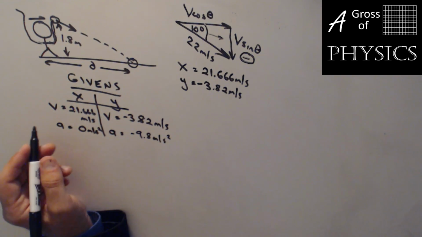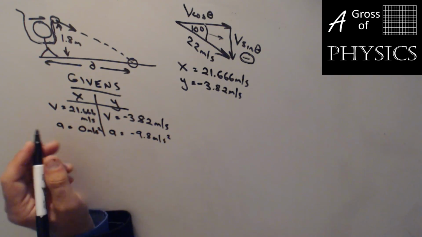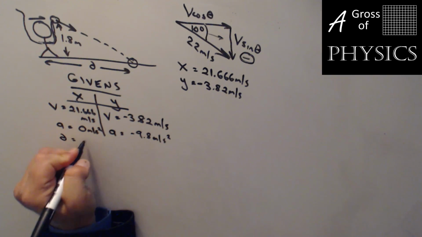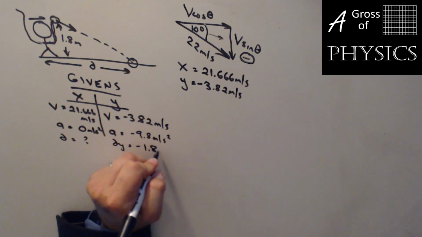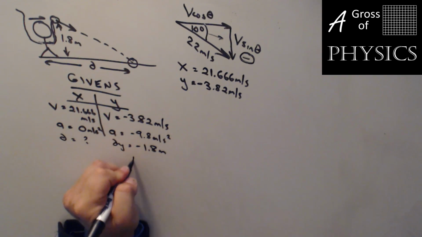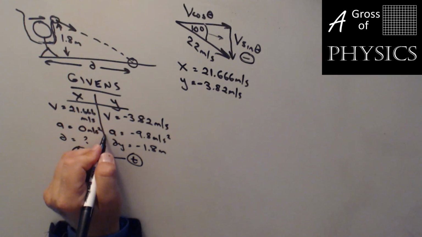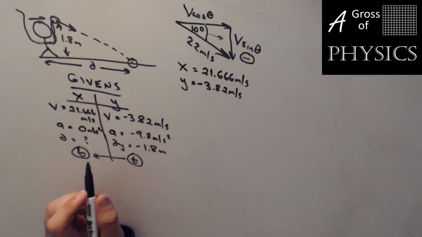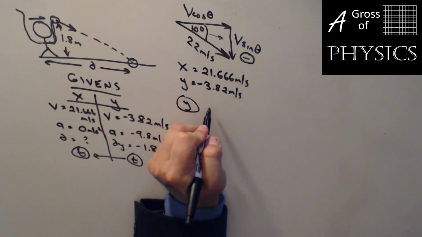Now, I just glossed over the accelerations. Of course, the x acceleration is 0. The y acceleration is still negative 9.8. And d in the x direction is what we're looking for. dy is negative 1.8 meters because the ball falls downward. Well, like every other projectile motion problem, we're going to solve for t in the direction we know the most about, and then we're going to use that in the other direction. And we know the most about the y direction. So let's solve for y.